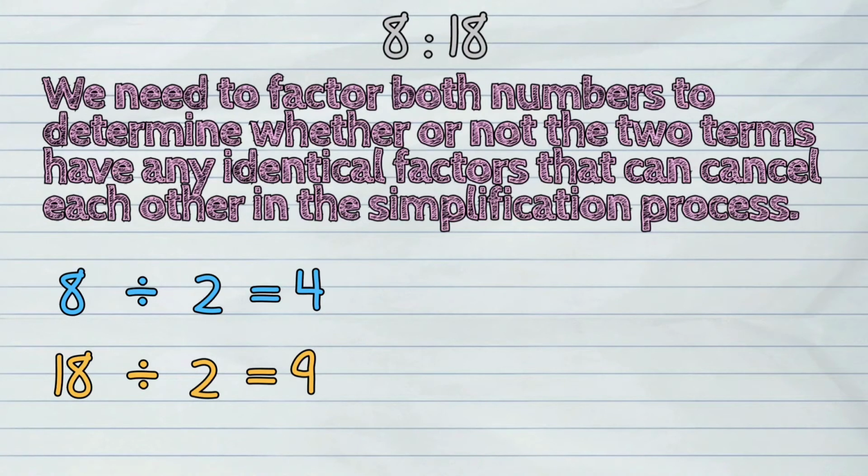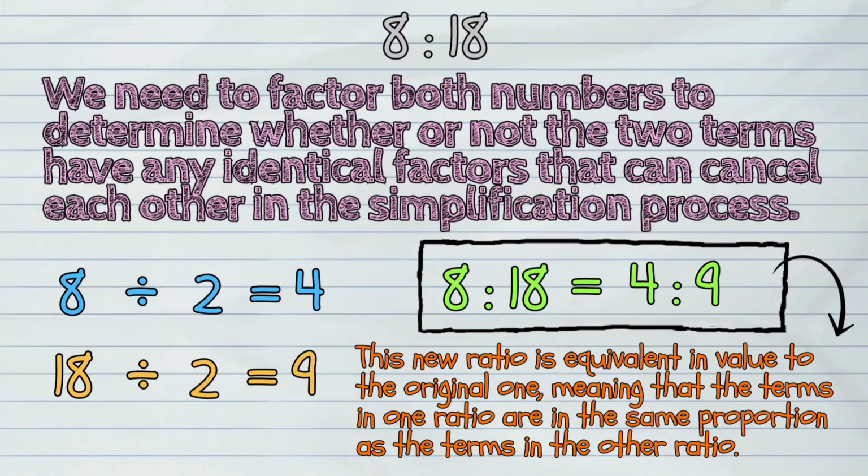Therefore, the simplified ratio of 8 is to 18 is 4:9. This new ratio is equivalent in value to the original one, meaning that the terms in one ratio are in the same proportion as the terms in the other ratio.